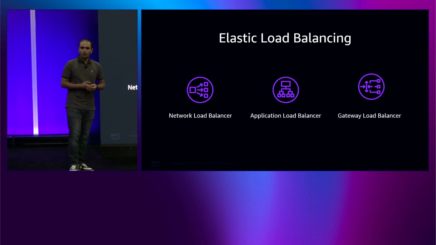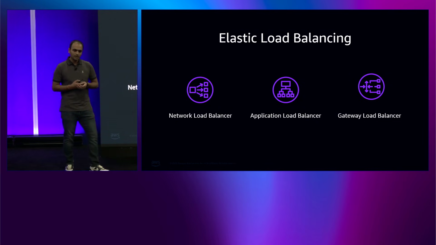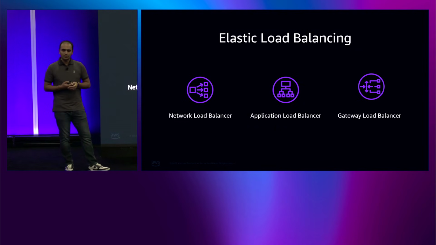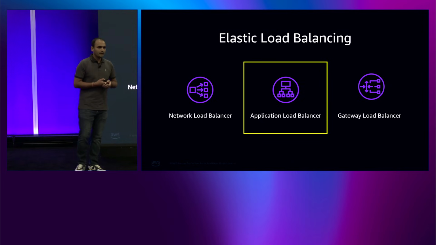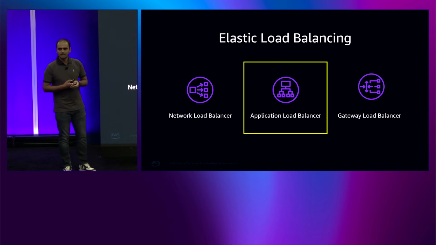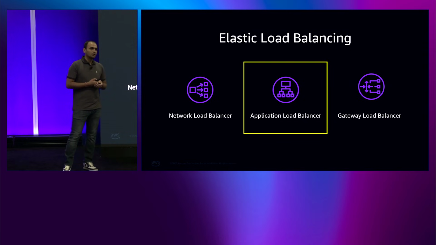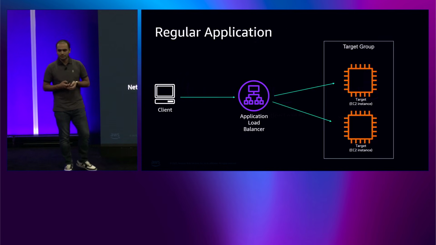Elastic load balancing, as we all know, is AWS's suite of networking load balancing products. It comprises three main products: the network load balancer, which does layer 4 load balancing, the application load balancer, which does layer 7, and gateway load balancer, which does inline traffic inspection and firewalling. Target Optimizer is a capability of the application load balancer. For those of us who aren't aware of what application load balancer is, it is essentially an HTTP load balancer. So it distributes HTTP requests among application backends, which we also call targets.